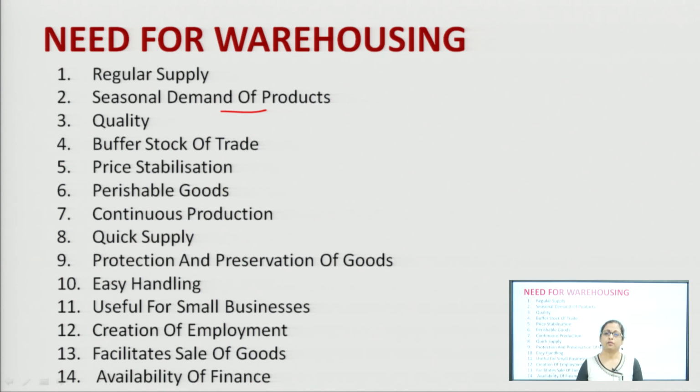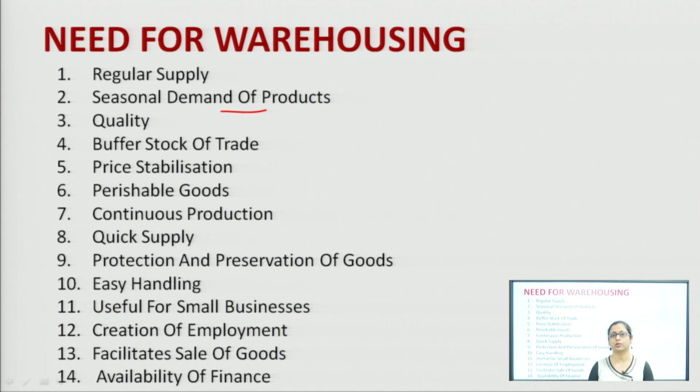So obviously, if I want to offer my customers fruit juices throughout the year, then I'll have to store the raw material, the different kinds of fruits, and then I'll have to process it, and so that is required. That means the seasonal demand of a product also leads to the need for warehousing.